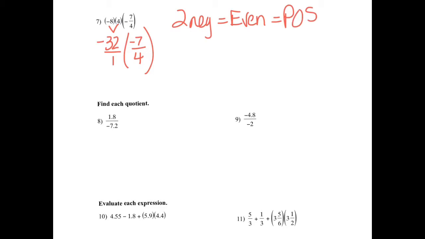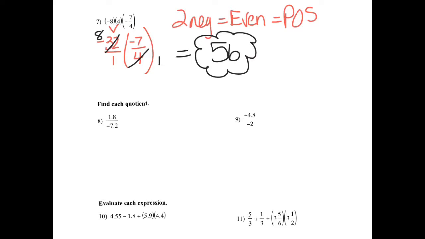So I could multiply straight across, but I'm going to cross reduce here. 4 will go into itself 1 time. 4 will go into 32 8 times. 8 times 7 is 56. And I know that my answer is positive.